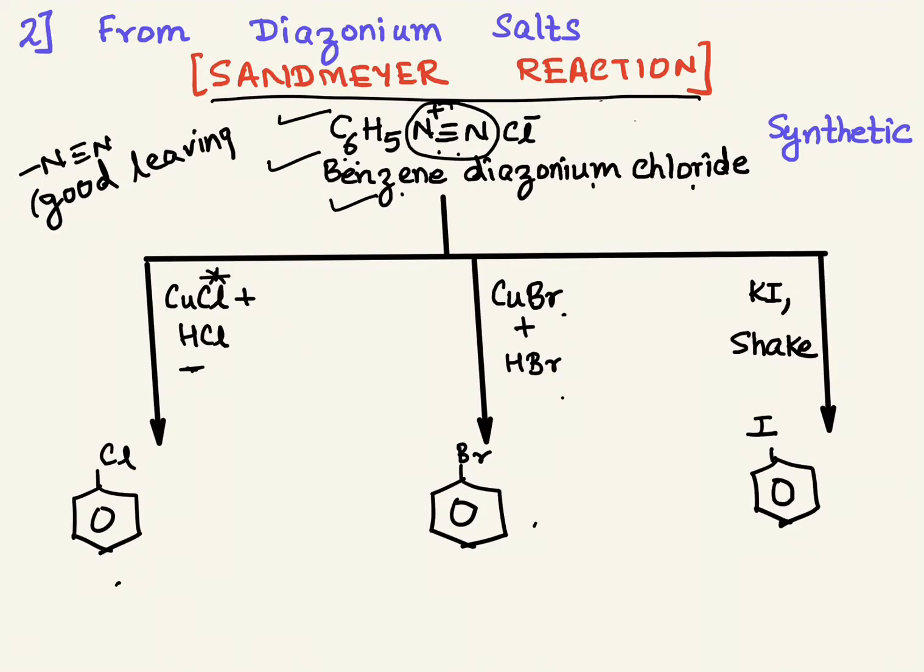So, if I want to remove a group, I will convert it into a diazo group. Treated with cuprous bromide and HBr, we get bromobenzene. With potassium iodide, actually you don't have to do much. You just shake benzene diazonium chloride with potassium iodide, and there you go, you have iodobenzene. Now, in your laboratory, you won't find benzene diazonium chloride in any of the bottles. Why is it so?